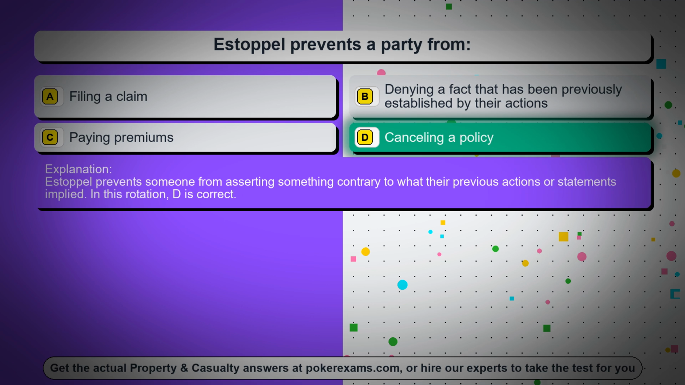Estoppel prevents someone from asserting something contrary to what their previous actions or statements implied. In this rotation, D is correct.